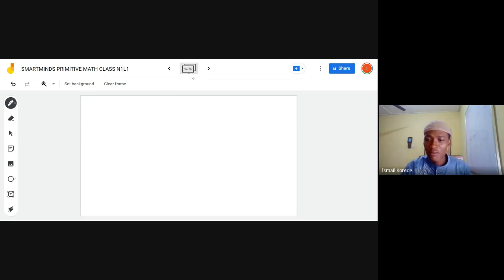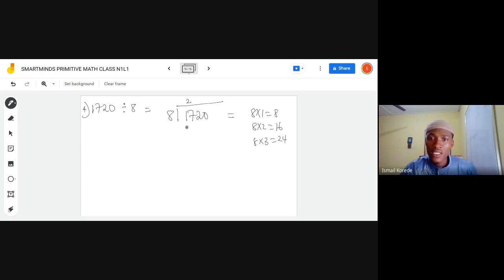So let's take another example. Here we still have a single digit divisor. 1720 divided by 8. It's example 4. So I'm going to use my long division. 1720 divided by 8. So 8 in 17, I have 8 times 1, 8. 8 times 2, 16. 8 times 3, 24. So 8 in 17, that's 2. 2 times 8 is 16.